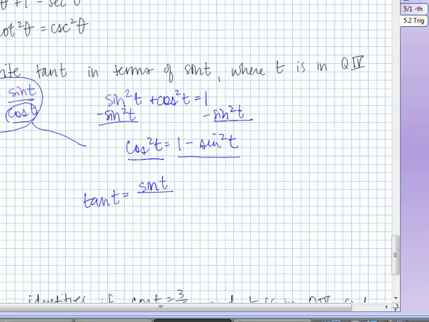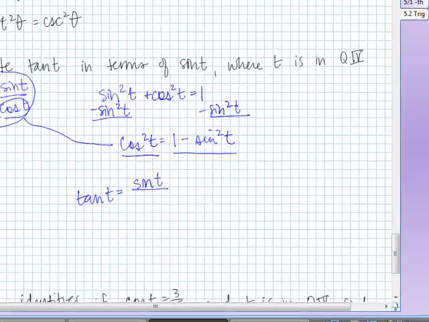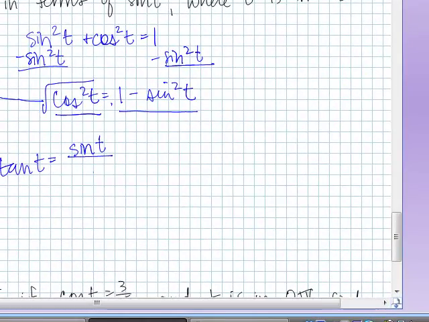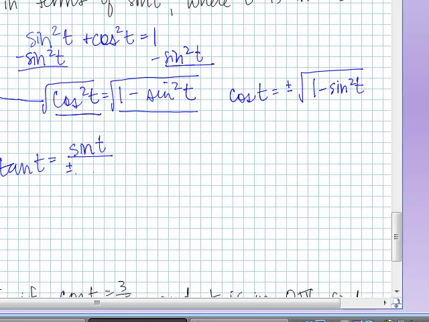Now, this is cosine squared t, and we need to figure out what cosine t is. So if we take the square root of both sides, we get cosine t equals plus or minus the square root of 1 minus sine squared t. So now that we have solved for the cosine of t, that can be our denominator: plus or minus the square root of 1 minus sine squared t.